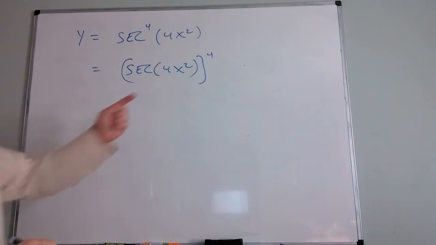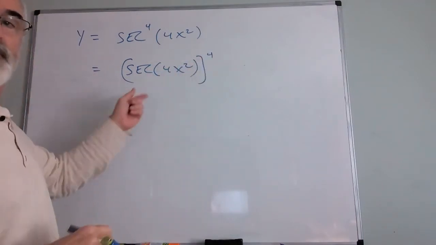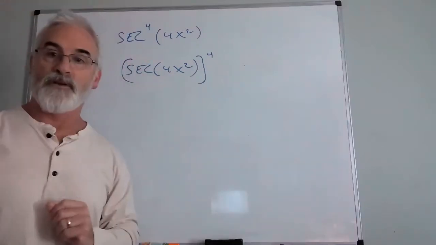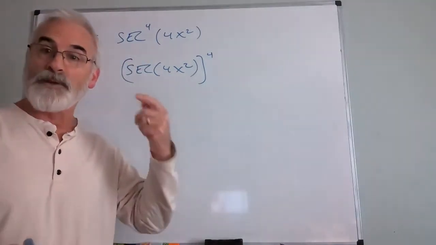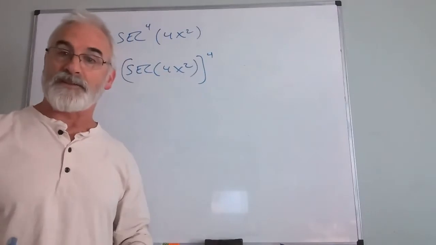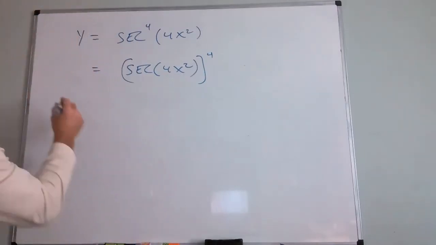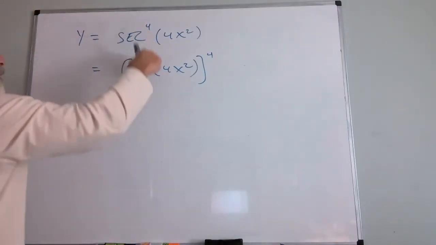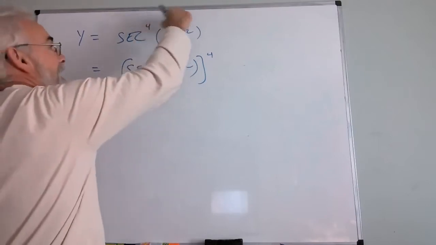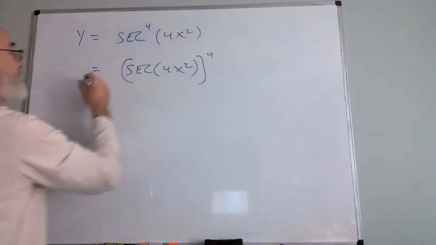My outermost function is something to the 4th. My next function is secant, and my innermost function is 4x squared. So this would be f of g of h of x. Exactly. So, by the way, I don't need you to rewrite this, but you have to understand that's where the 4 goes. It's the outermost.